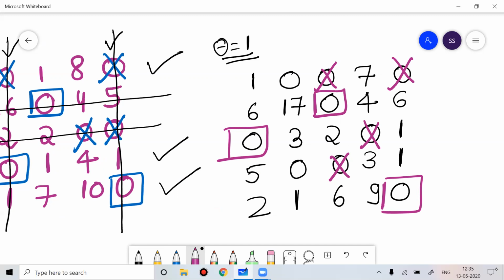Now first row, 3 zeros, do not touch. Second, do not touch. Third, do not touch. Fourth, 2 zeros, 1 cancelled, 1, so we can allocate. The fifth, do not touch. Now I think you're done.